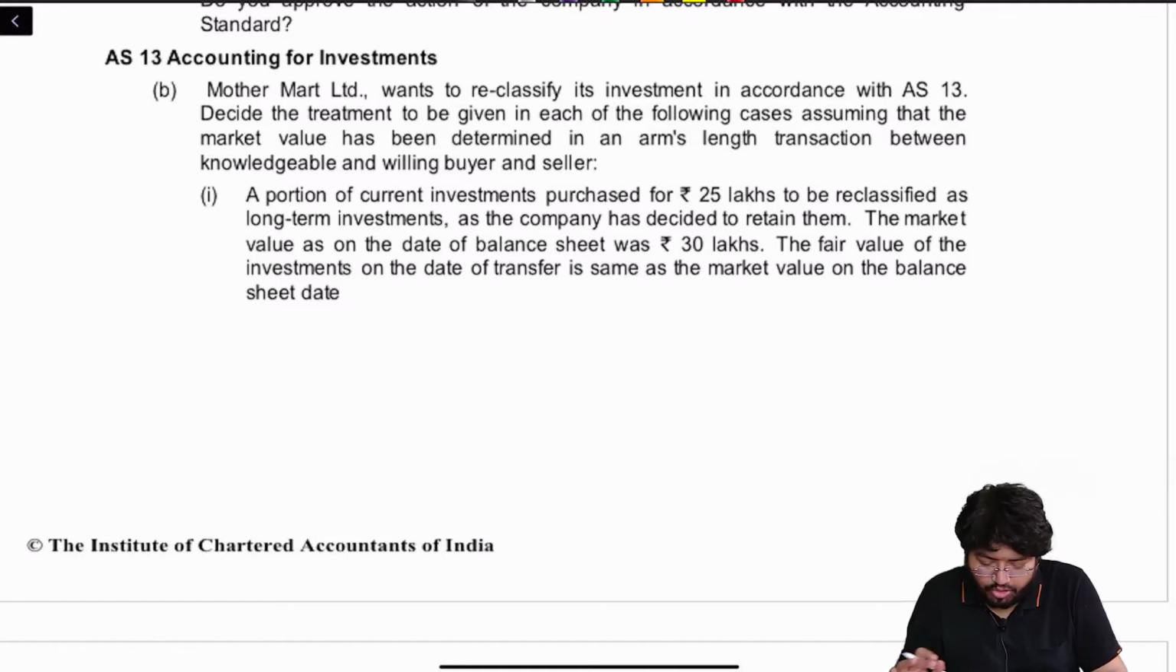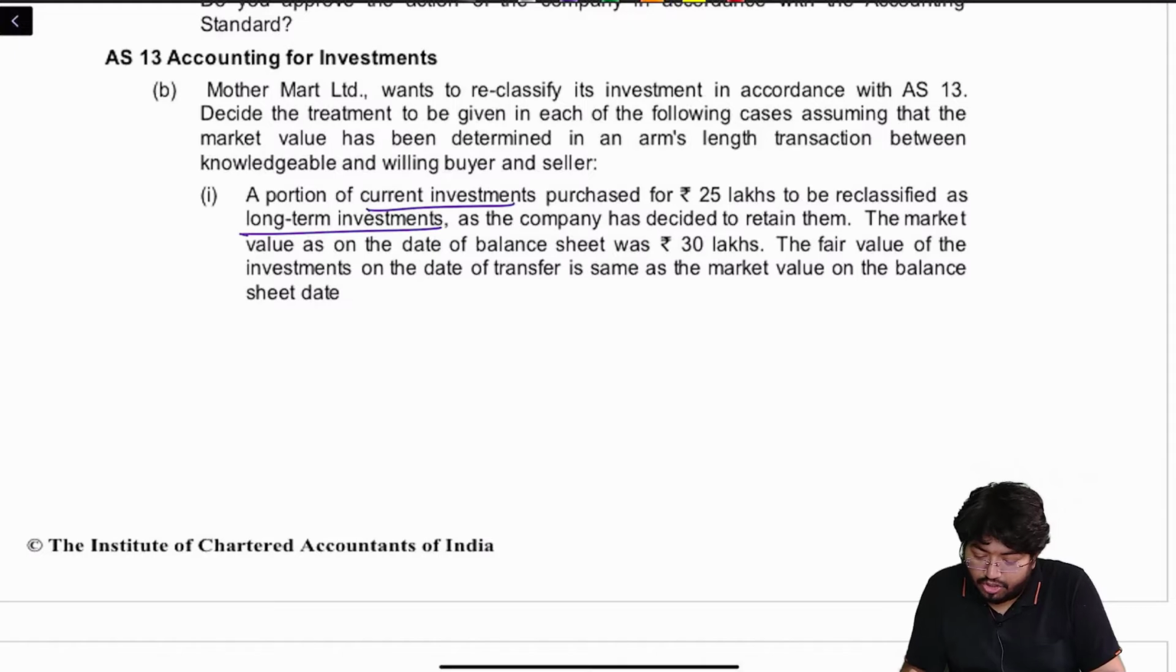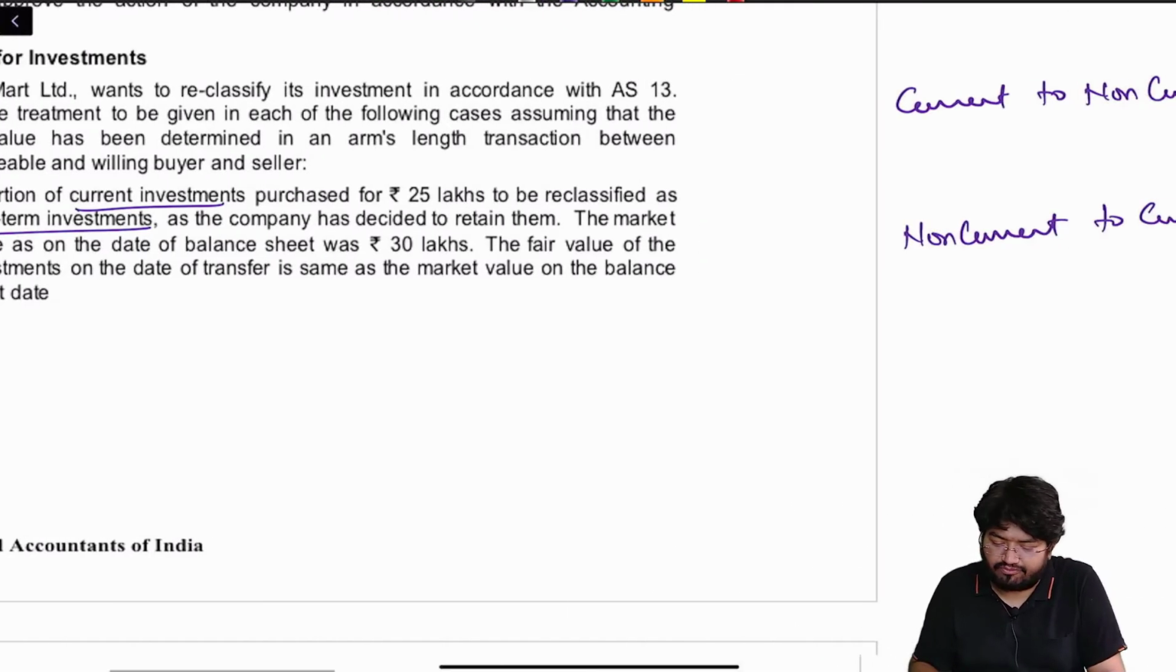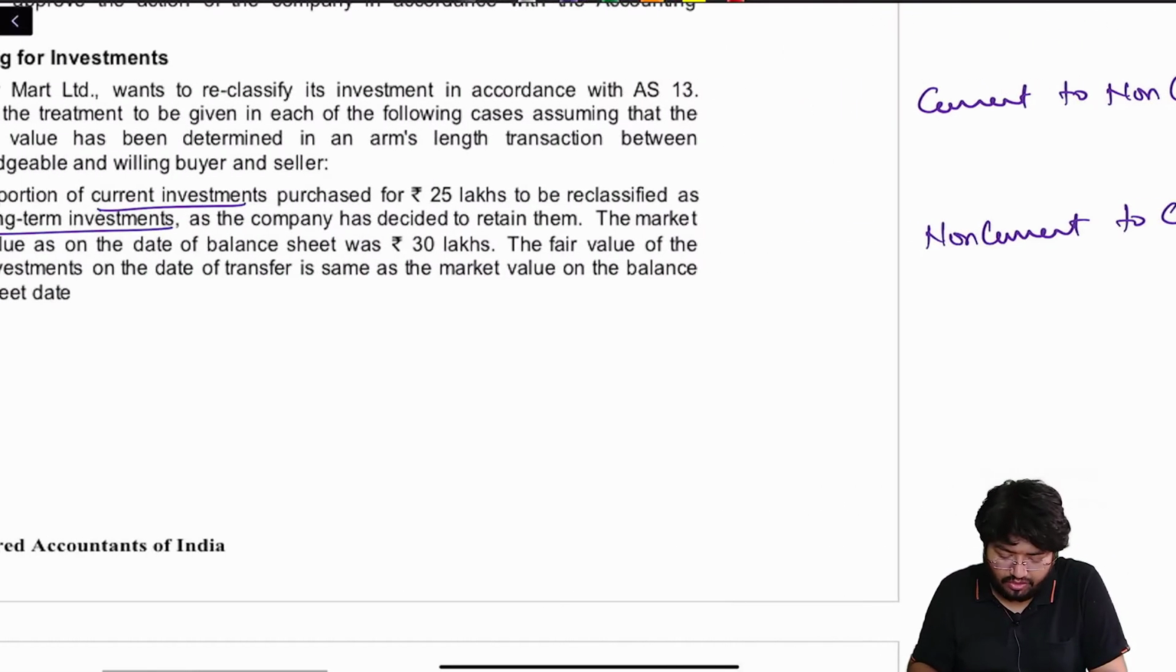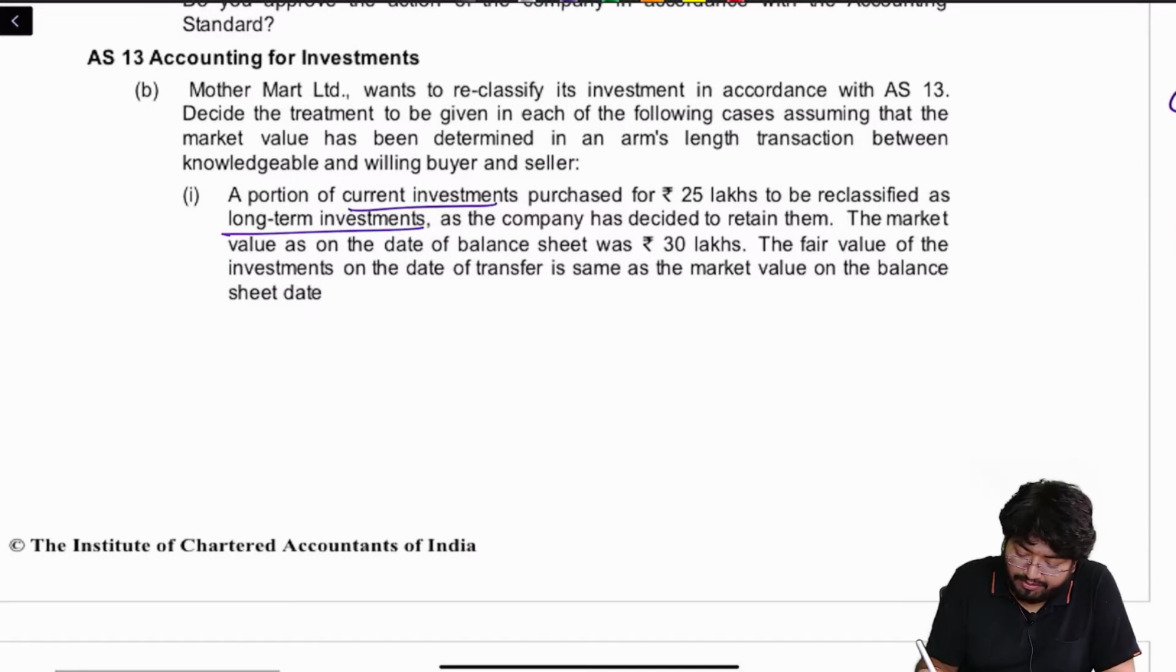A portion of current investment purchased for 25 lakhs. Now please see, from current investment he is going for long term, to be reclassified as long term. That means what are you supposed to take? Cost or fair value on the date of reclassification, as the company has decided to retain them. The market value as on the date of balance sheet was 30 lakhs. The fair value of the investment on the date of transfer is the same as market value on the balance sheet date. Now what would you consider? Cost or fair value? We will go with cost only, because 25 lakhs is lower here.